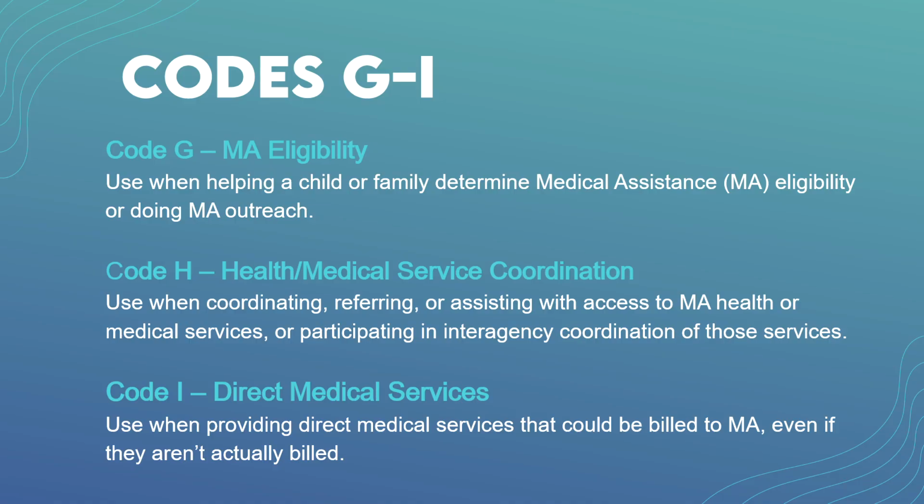Codes G through I all relate to medical assistance in some way. Code G is focused on helping families learn about MA or determine eligibility. Code H is about coordinating or referring for MA-covered health services, for example, connecting a student to day treatment. Code I is used when you're directly providing a service that could be billed to MA, even if you don't personally handle the billing. Think of it as a direct care category within LCTS.